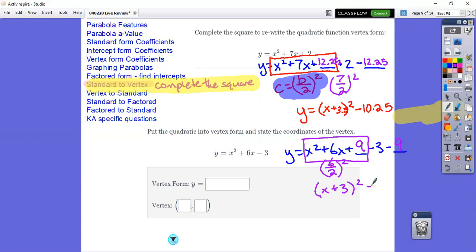Negative 3 and negative 9 makes negative 12. And so what you're going to fill in here is what I just wrote there. And your vertex is going to be negative 3, negative 12. Okay, so that's standard to vertex form.